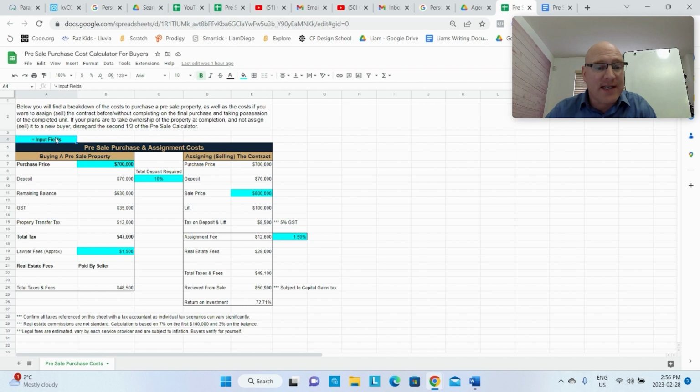The blue here represents the input field. So all you have to do is enter one, two, three, four, five areas, and everything else will be calculated for you. So let's say, for instance, you bought your pre-sale at 70,000. Let's add another zero to that, at 700,000.